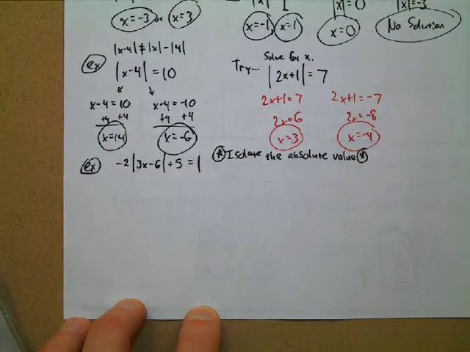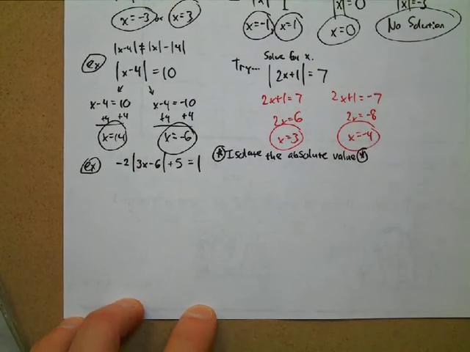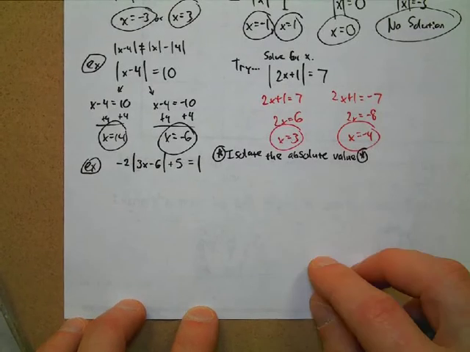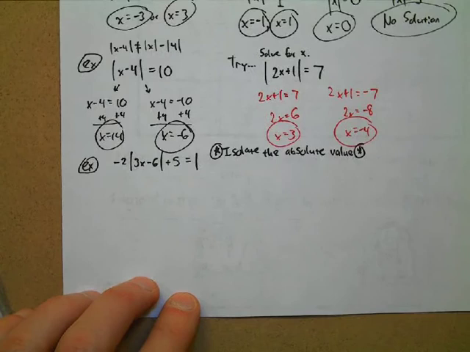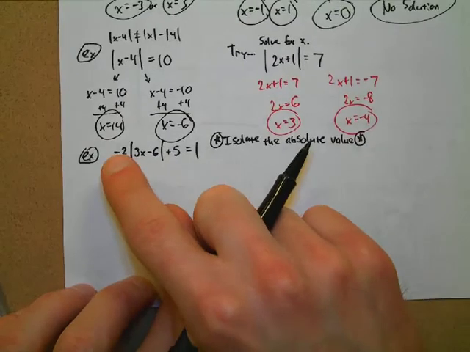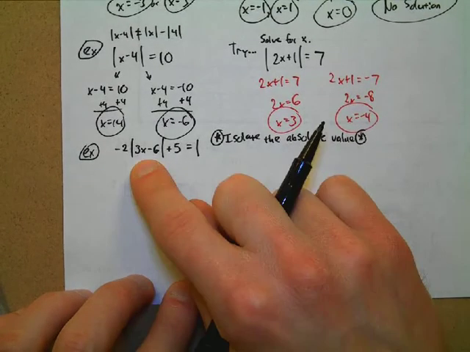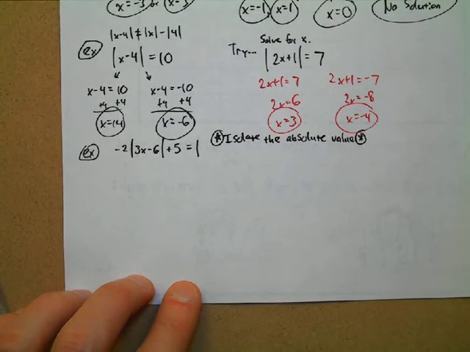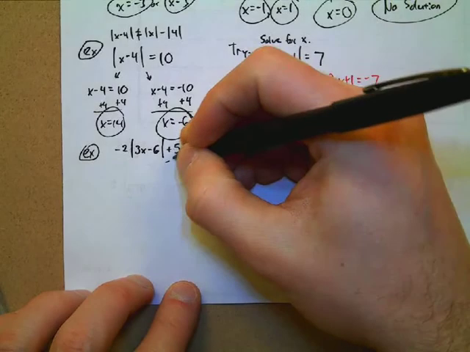So what would be a good first step to start getting that absolute value by itself here? What should we do first? What else is with the absolute value that we need to get rid of? There's a negative 2. The 3 is inside, so we're going to hold off on that for right now. The plus 5, yeah. We got to get rid of that plus 5. So, I'm going to get rid of the plus 5 first. Well, minus 5 on both sides.